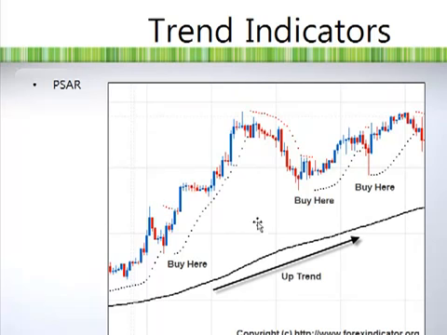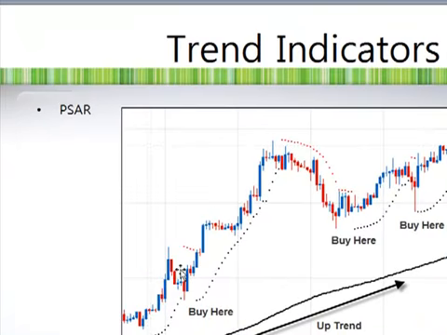So first thing I look for, again, is the trend. You can see it's an uptrend, a strong uptrend. I will only enter when the parabolic SAR flips from up to down. You can see it's below the candle. It tells me that I could buy here, and you can see I capture the up move.